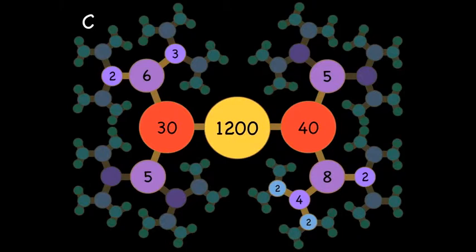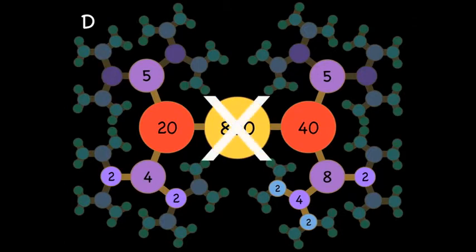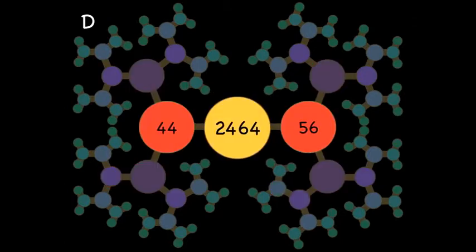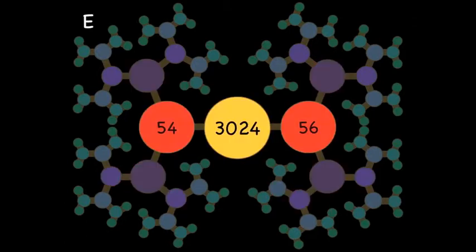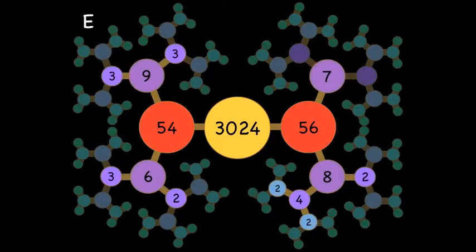The smallest that will fill shape D I thought was 800, but that's not the best way to split up 800, so that's not correct. The correct answer for D is 2464, and for E, 3024.